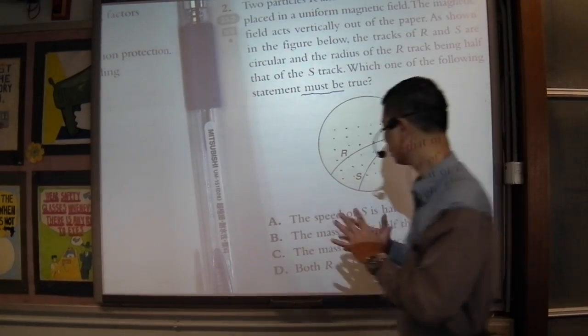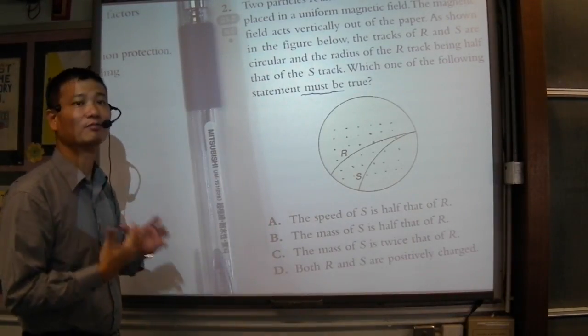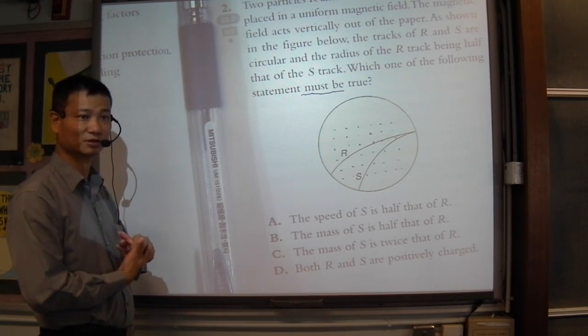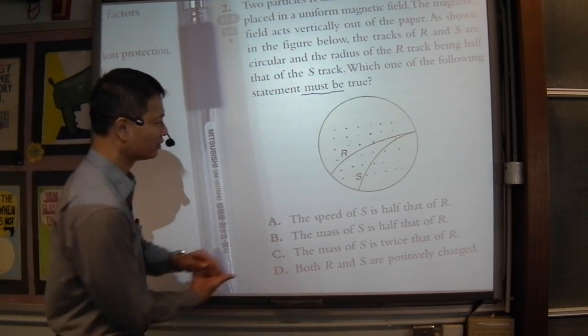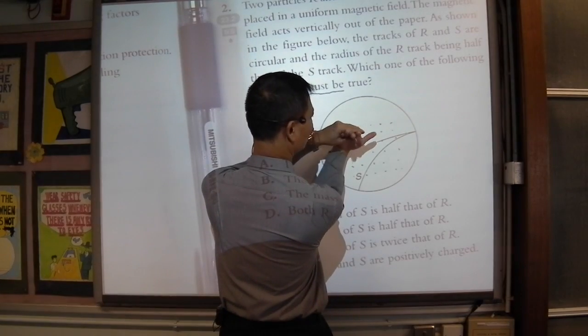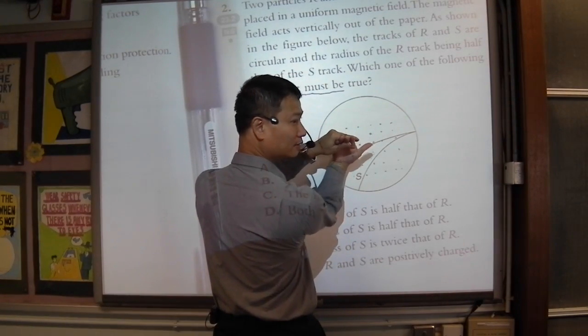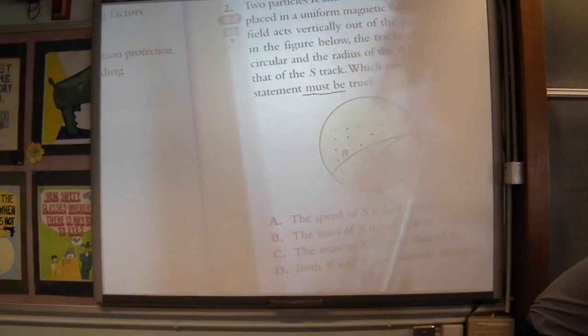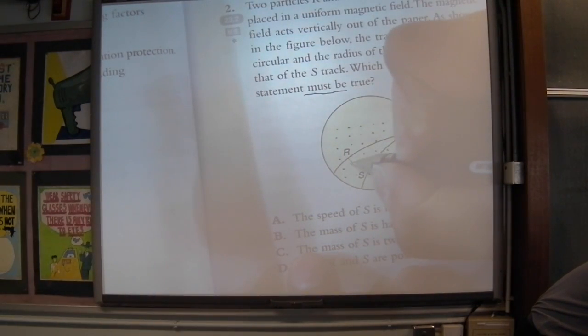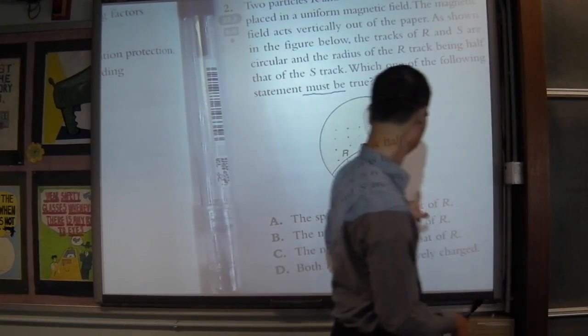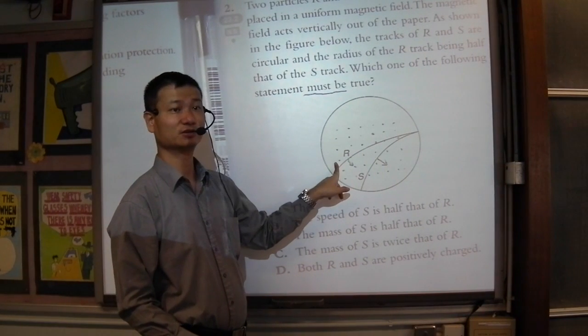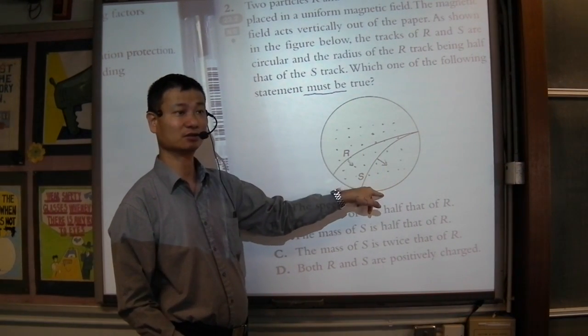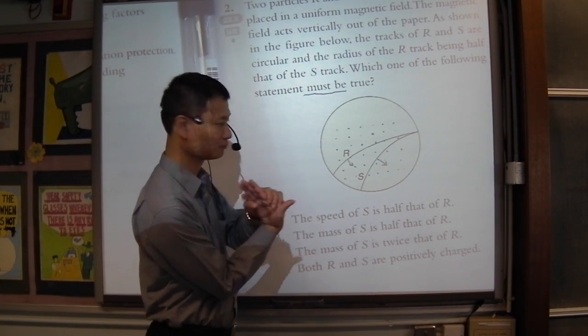So, suppose they are positively charged. Suppose they are positively charged, then what will happen? Now, the magnetic field is out of the paper like that, and obviously, the force acting on the particle should be directed towards the center. So the force on R should be like that, and the force on S should be like that. These are the centripetal forces directed towards the center.